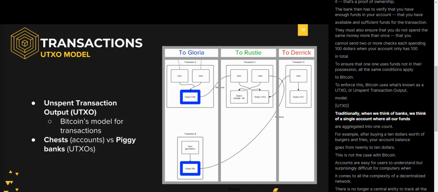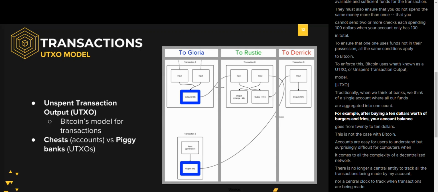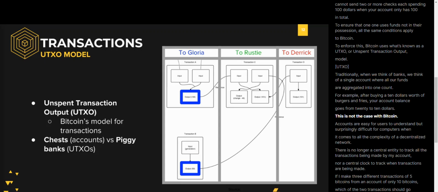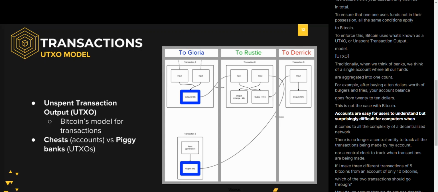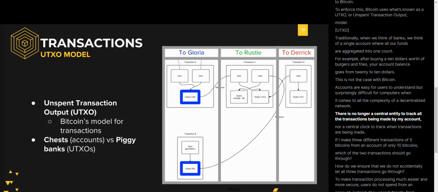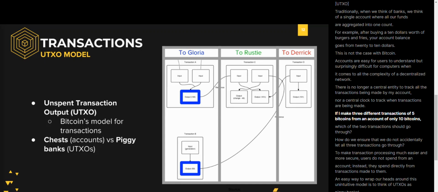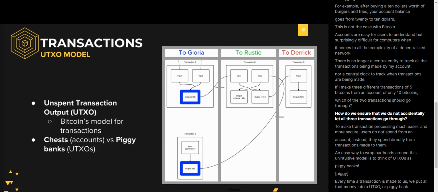Traditionally, when we think of banks, we think of a single account where all our funds are aggregated into one account. For example, after buying $10 worth of burgers and fries, your account goes from $20 to $10. This is not the case with Bitcoin. Accounts are easy for users to understand, but surprisingly difficult for computers when it comes to all the complexity of a decentralized network. There is no longer a central entity to keep track of all the transactions being made by my account, nor a central clock to track when all transactions are being made. If I make 3 different transactions of 5 Bitcoins from an account of only 10 Bitcoins, which of the 3 transactions should go through? How do we ensure that we do not accidentally let all 3 transactions go through?